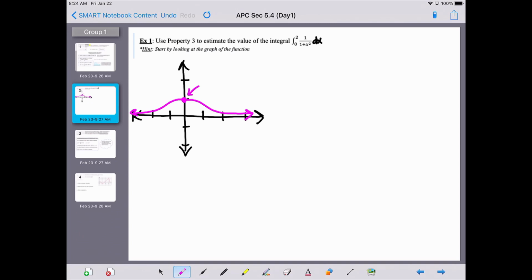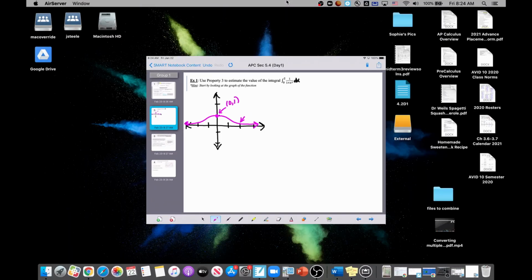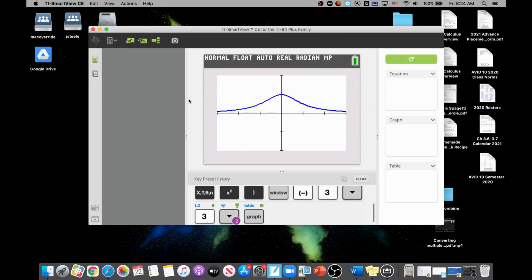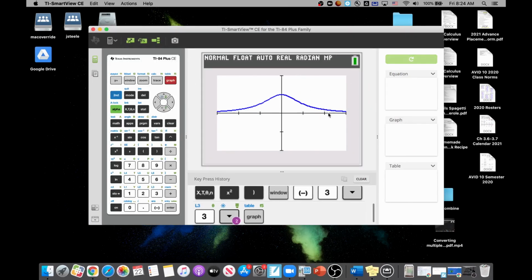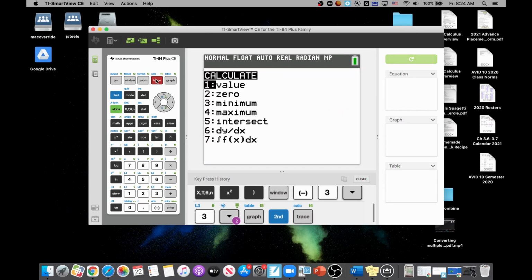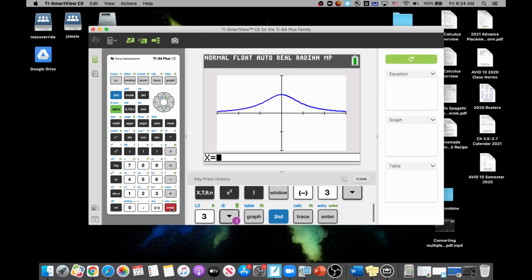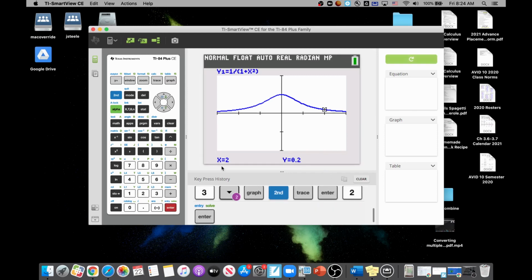Well, this was a point on my curve right here. This is the point 0, 1. And I don't know exactly what this point is right here. But if I go back to my graphing calculator, I can have my calculator calculate what that is for me. So if I want to know the value of the function right here when x equals 2, I can just go second level, calculate value, which is number 1. So I hit enter. And then I'm just going to type x equals 2. And my calculator tells me that when x is 2, the value of the function is 0.2, because I do need to know that point.